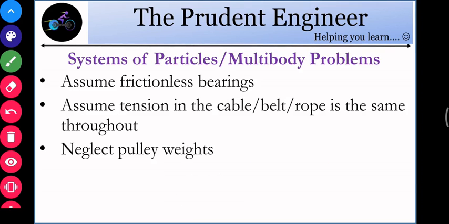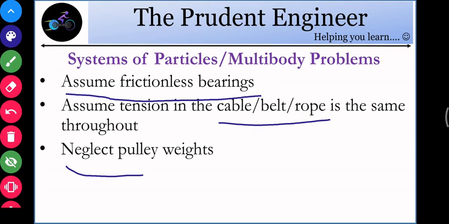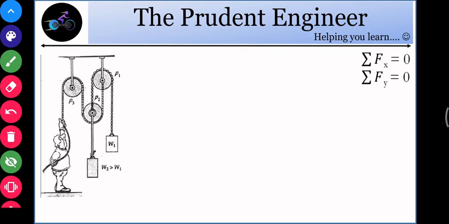For this we will make a few assumptions. We'll assume frictionless bearings. We'll assume the tension in the cable, belt and rope is the same throughout, and we'll neglect the pulley weight. We always make those assumptions to make our calculation simple. As we already discussed, system equilibrium is the balance of force in both directions, x and y. Since we don't have any forces in the x direction, we'll use the equation sum of forces in the y direction is equal to 0.